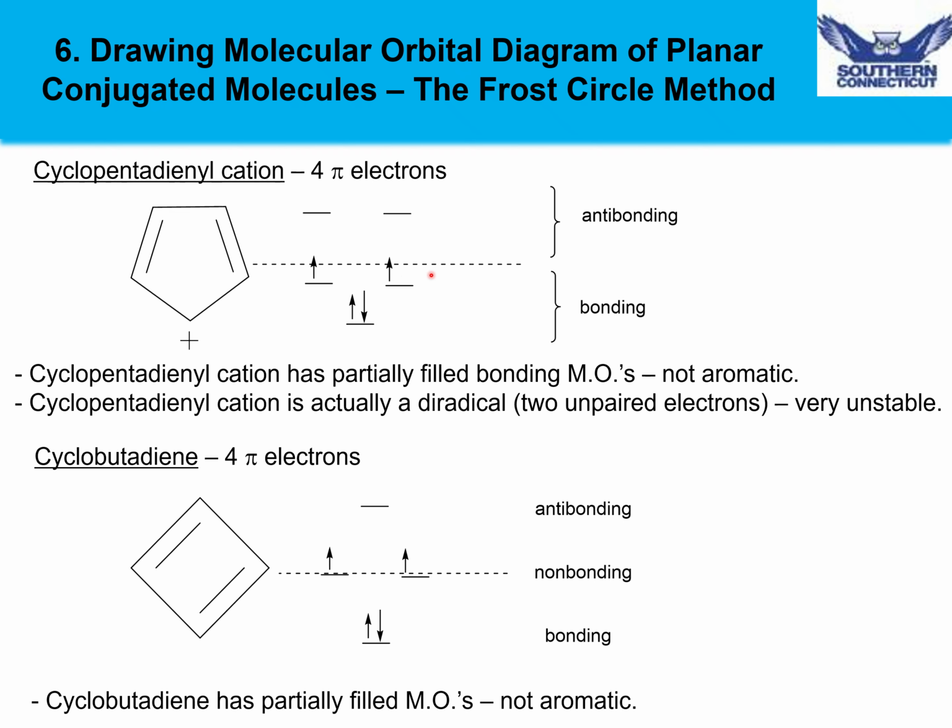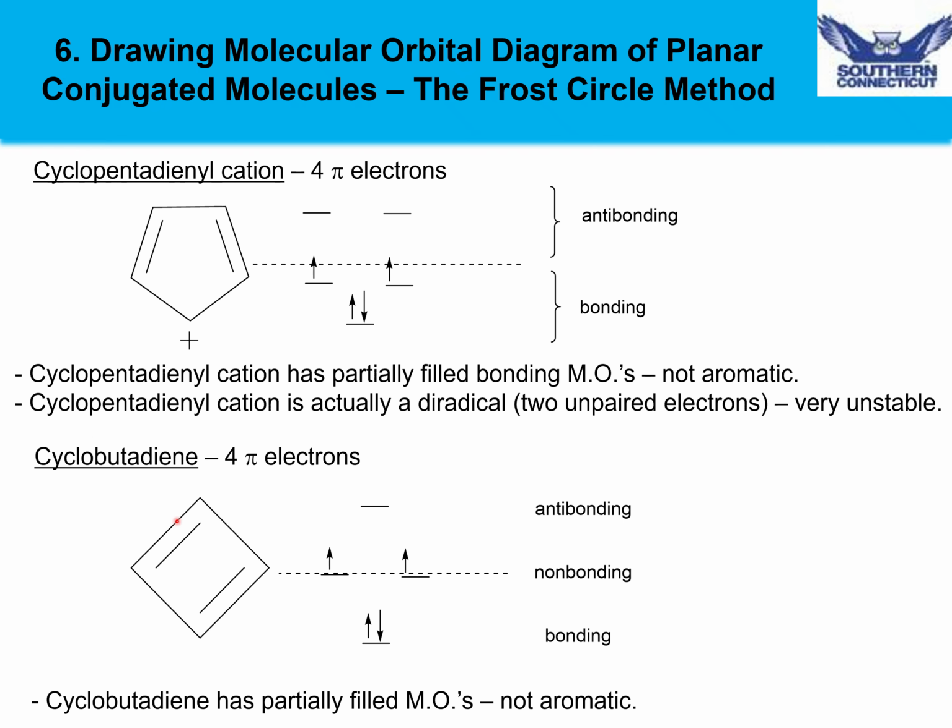So notice this compound does not have completely filled bonding molecular orbitals. So the cyclopentadienyl cation is predicted not to be aromatic. As we know from what we learned earlier this chapter, cyclopentadienyl cation is actually anti-aromatic. And it's a very unstable compound. It's actually a diradical with 2 unpaired electrons.